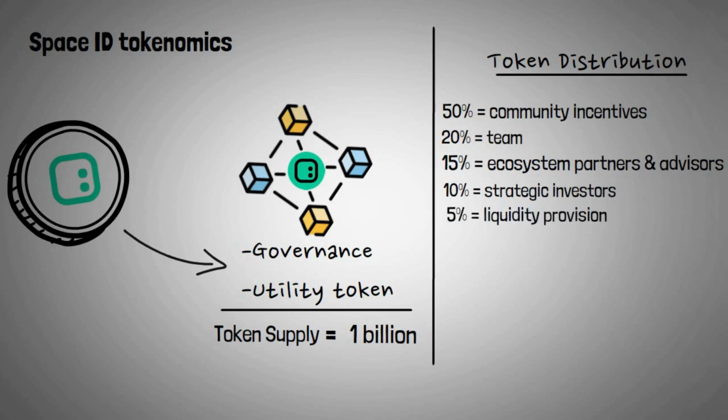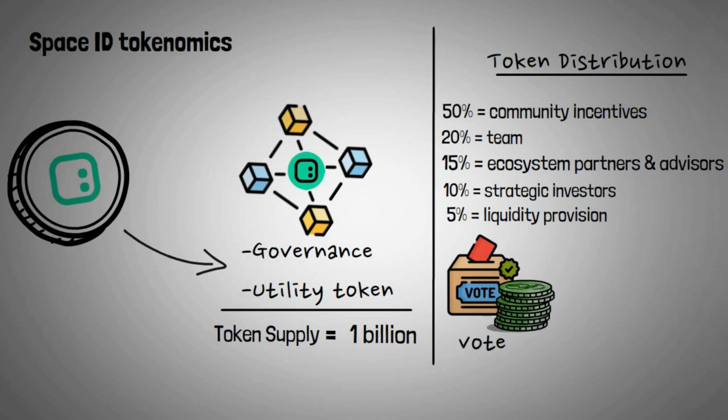But what can you do with this mysterious token, you wonder? Well, for starters, you can use it to vote on important decisions that impact the entire ecosystem. Want to propose a change to the SpaceID protocol or platform? You could do that with your ID tokens. Want to have a say in how rewards are distributed or how the community is incentivized? You guessed it, you need ID tokens for that too.